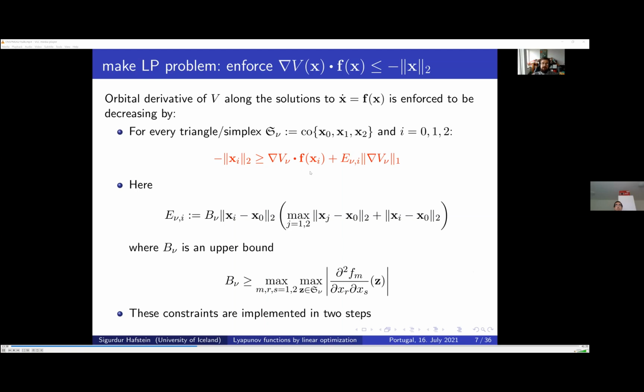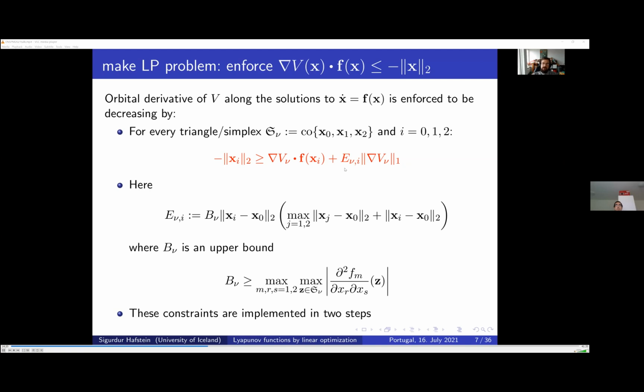And then dot product with f at a vertex x_i of the triangle nu. And then we have here plus E_nu,i times the one norm of the gradient. And this quantity here will be chosen such that if this is fulfilled at all the vertices, then we really have that minus the norm of x is larger than or equal to the gradient of v dot product with f at x for every x in the simplex of the triangle, and then because this holds for all simplices in the domain, this will hold for all x in the domain.